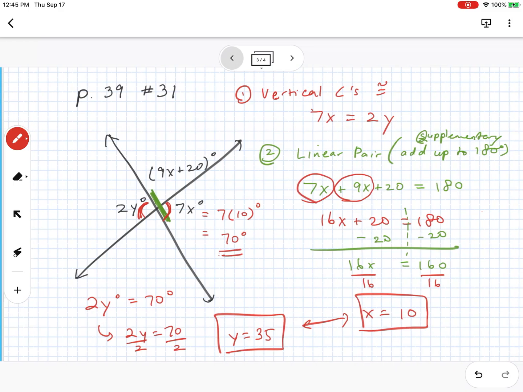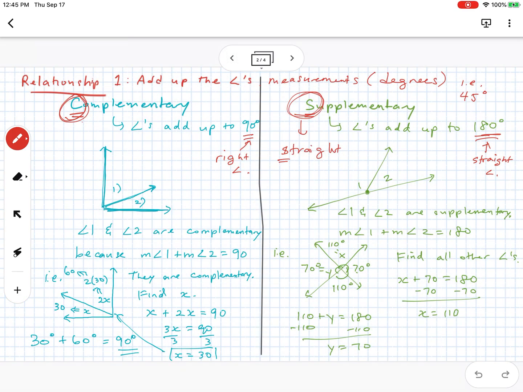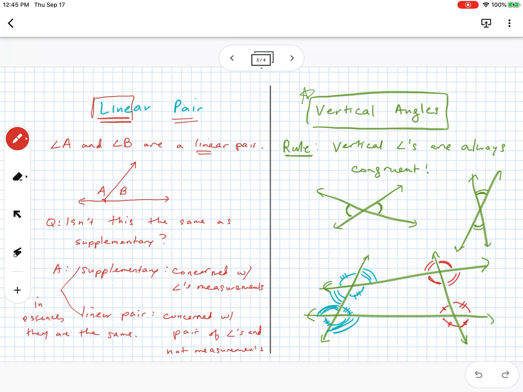Okay, so in a nutshell, we need to know these different types of angle relationships that exist. First, that an angle pair can be complementary, meaning they add up to 90 degrees. Secondly, that they can be supplementary, which means that they add up to 180 degrees. And complementary comes first in the alphabet, so it's a smaller number. Supplementary comes second, so it has to be the bigger number. And supplementary and straight, we can remember it that way. Then we can also see that supplementary angles form what we call a linear pair. And linear pair and supplementary is, in essence, the same thing.